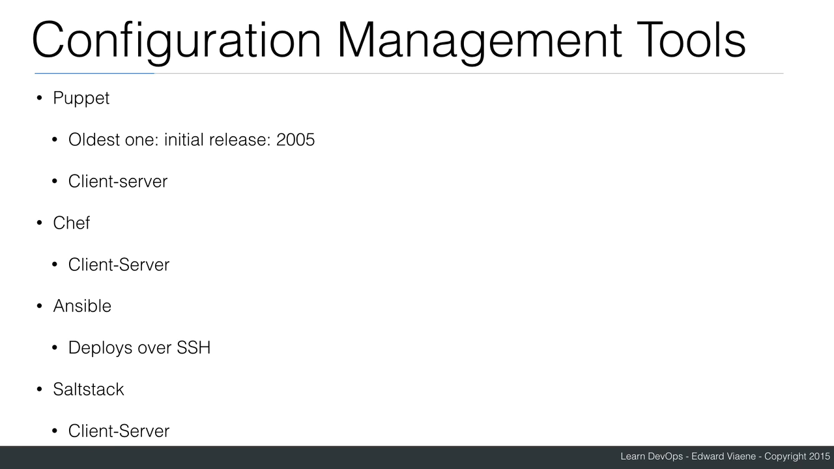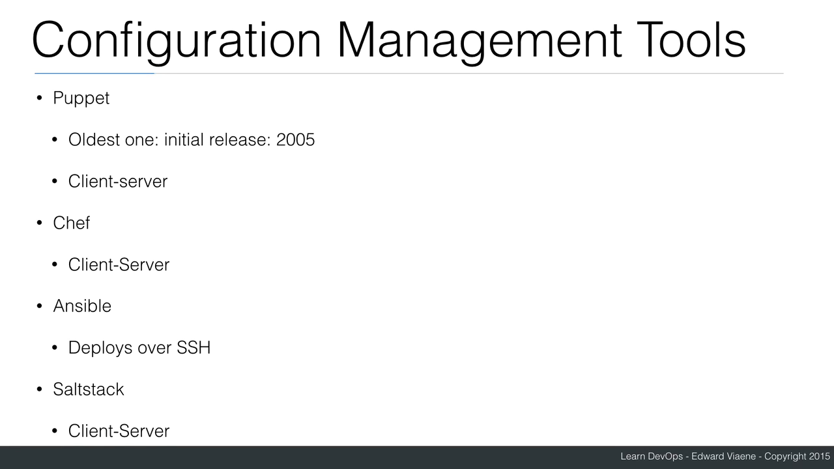The four popular automation tools are Puppet, Chef, Ansible, and SaltStack. They can all fulfill the role of configuration management. Puppet is the oldest one. Their initial release was in 2005. You can do pretty much the same with all four tools. I've seen that bigger organizations often adopted Puppet or Chef, whereas startups often adopt Ansible.